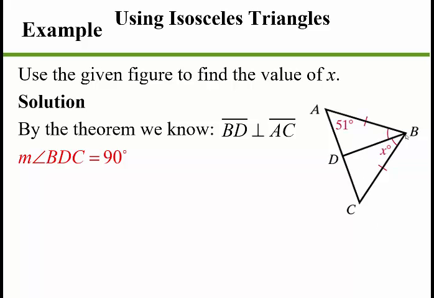What that means is that angle BDC is 90 degrees. So think about what we've just said. This is a 90-degree angle. This is 51 degrees. We're looking for this right here.